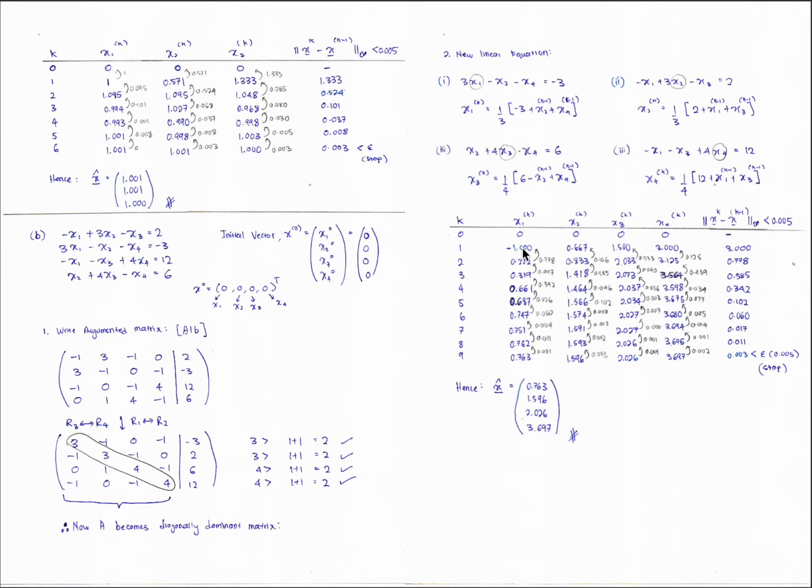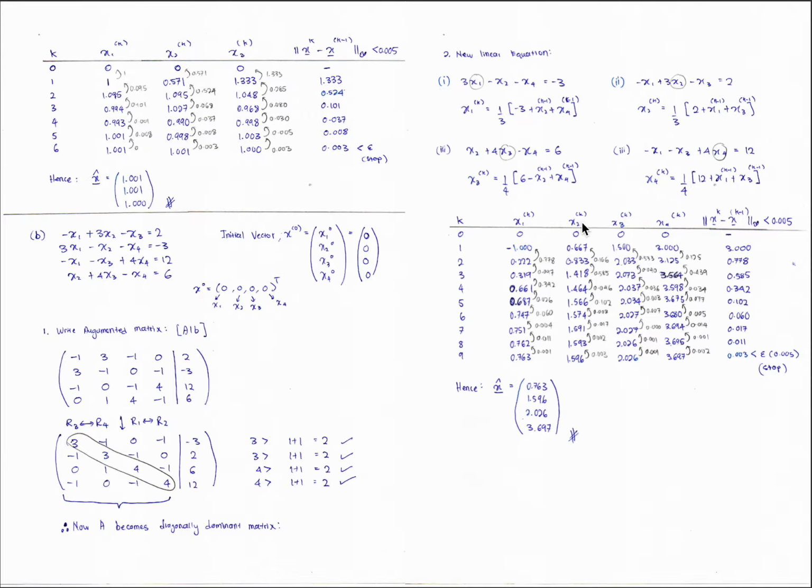How to get this value: x1 is from this equation. We put x2 and x4 with the values before the first iteration, which is the initial, 0. You look at here, x2 is 0, x4 is 0. So we put there, and then we find 1 over 3 times negative 3. So we get negative 1 here.